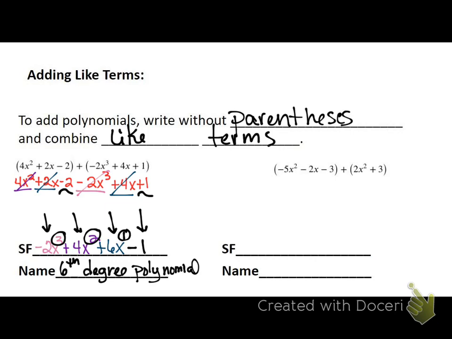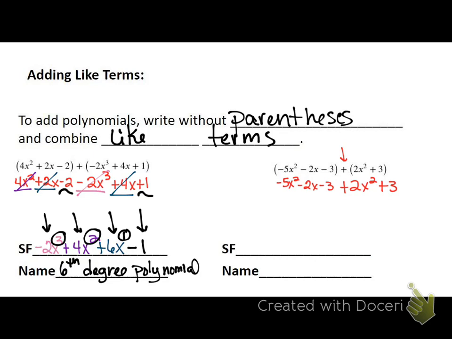So again, if you're looking at the sign in the middle, I'm adding polynomials, right? So I'm looking at the operation sign between the two groupings, and it says to add. So to add polynomials, the first thing I do is write without parentheses. So I'm just going to rewrite this here without any parentheses. After I write without parentheses, what's my next step?